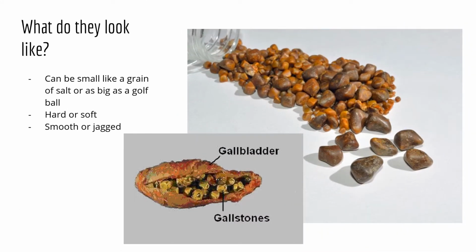Gallstones can be as small as a grain of rice or as big as a golf ball. They can also be hard or soft, or they can be smooth or jagged. All in all, gallstones vary in size, color, and appearance.